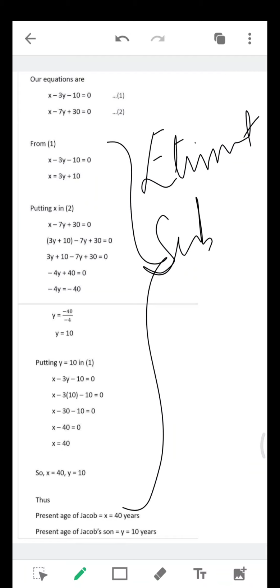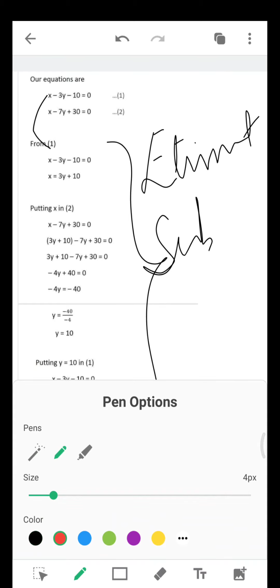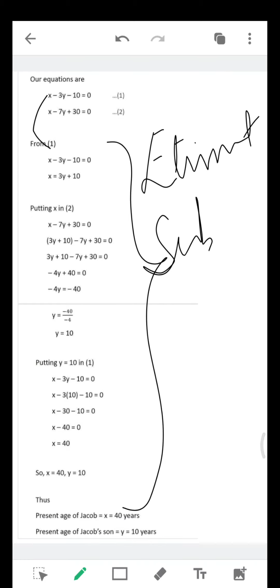So we are taking equation number 1. From equation number 1 we are finding x in terms of y. x is equal to 3y plus 10 because we have taken this to the right. So this value of x, where do we substitute? I hope you remember it. We substitute this because we are taking this from the first equation. We'll substitute this in the second equation.